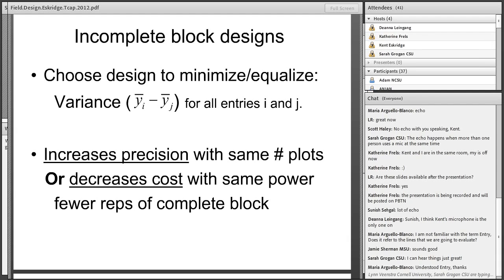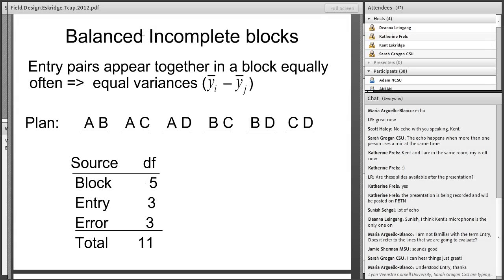If you're blocking in the correct way and you have a good incomplete block design, you'll minimize the variance, and with certain types of incomplete block designs, you'll have equal variance for all those different entry pairs. So incomplete block designs are also good in the fact that you can increase precision with the same number of plots as you'd have with a randomized complete block design, or in fact, you can decrease the cost with the same power. Okay, in other words, you can have the same probability of showing differences between entries, but probably get by with less area, less plots, less money. Okay, so incomplete block designs are useful things to think about when you talk about field experiments.